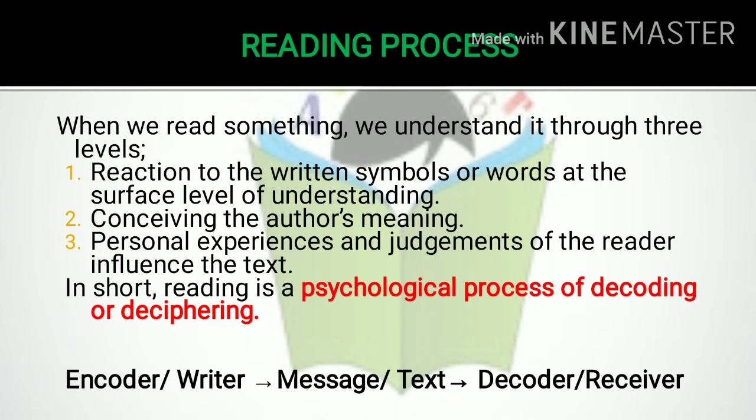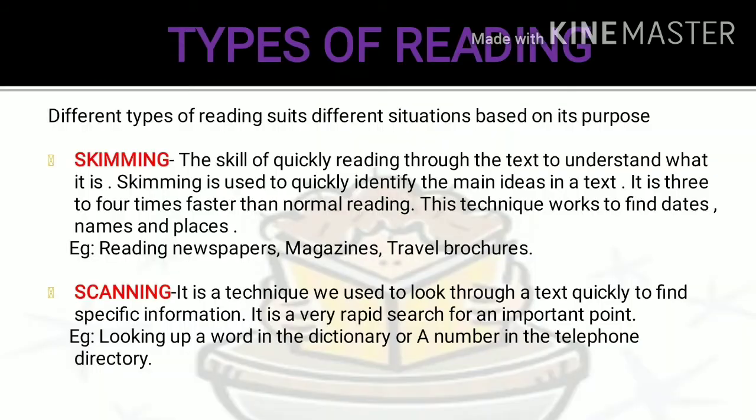Now let's consider different types of reading. As we already mentioned, on the basis of need or purpose, different types of reading are available. Here we are discussing mainly four major types of reading. The first one is skimming. Skimming is a skill of quickly reading through the text to understand what it is.